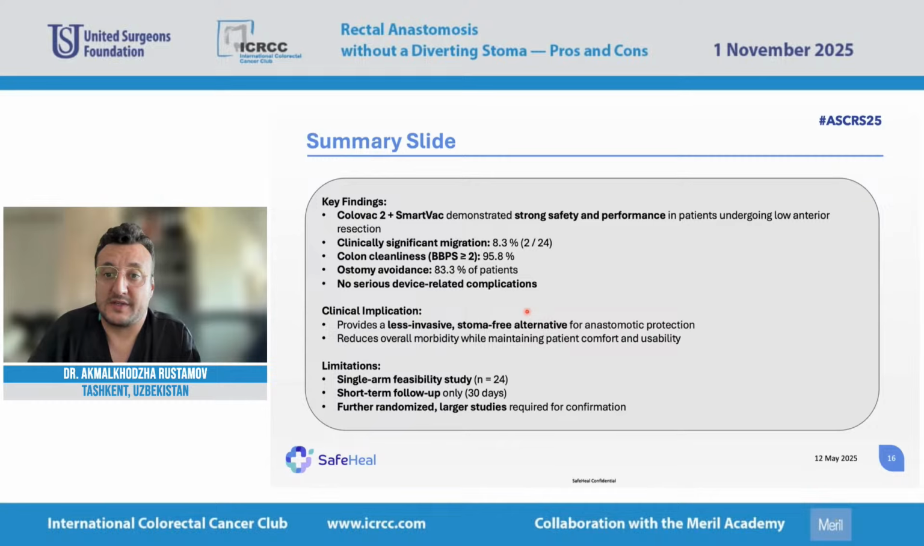However, this was a single-arm, short-term feasibility study with a limited sample size of 24 patients, and longer-term randomized studies will be essential to validate these findings and confirm their reproducibility in broader surgical populations. Overall, SAFE 2023 marks an important step forward in redefining anastomotic protection, a move from external diversion toward internal preservation.